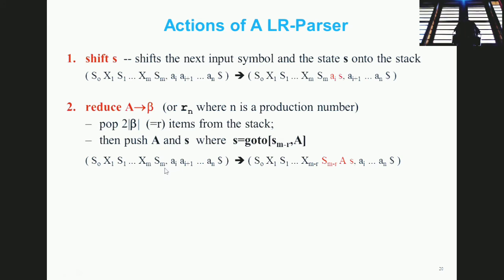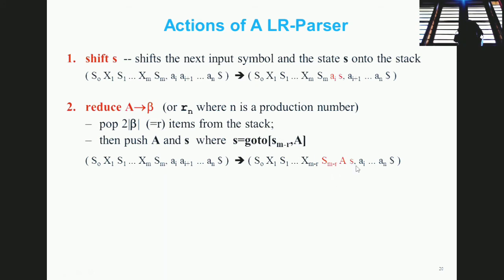Once you look at SM, comma AI, assume that it says reduce. Then we have popped r number of states, r representing the number of elements you have popped from the stack. So you are left with Sm minus r, and then you look into Sm minus r, comma A, which gives you a new state S that you push onto the stack. You can observe that AI is not pushed; you have reduced it to some state.